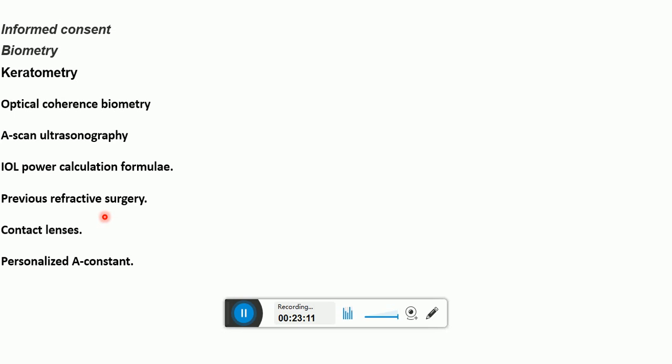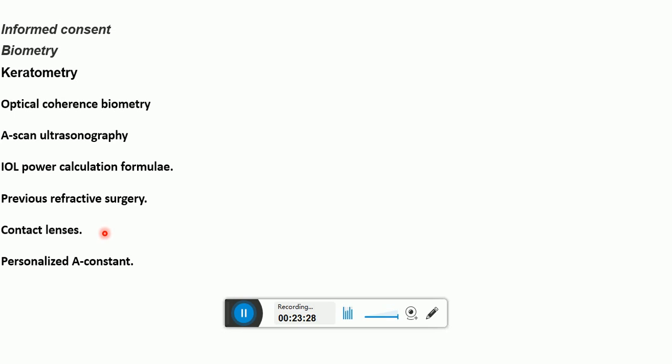Contact lens. If the patient wears soft contact lens, these should not be worn for up to a week prior to biometry to allow corneal stabilization. Hard and gas permeable lenses may need to be left out for 2 weeks.